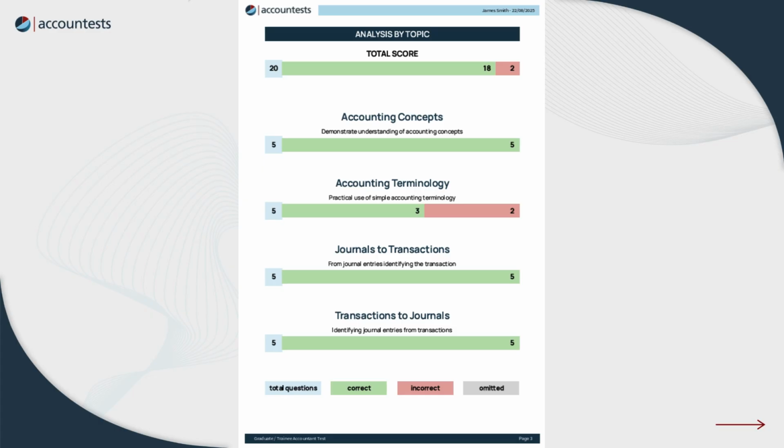The topics are in 2 groups, so accounting concepts and accounting terminology is that understanding of business and how accounting fits with that. The other 2 topics are journals to transactions, so that's taking journal entries and identifying the relevant transaction, and then transactions to journals is taking a transaction and redescribing that as a journal entry.